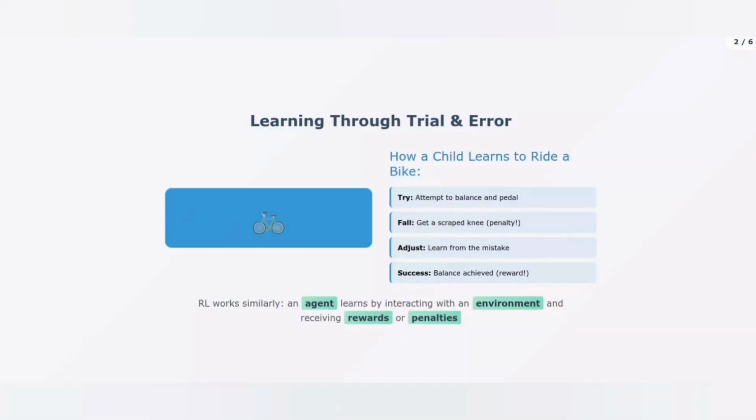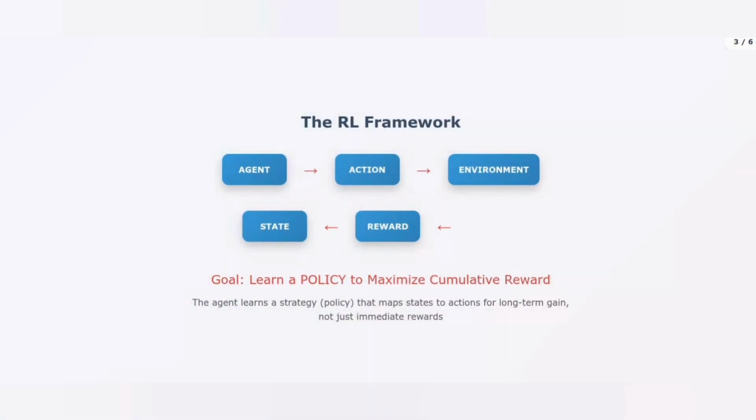Think back to how a child learns to ride a bicycle. They don't have labeled data, and they don't just mimic. They try, they fall, they get a scraped knee, a penalty, they adjust, they try again, and eventually they learn to balance, a reward. RL works similarly. An agent learns to perform a task by interacting with an environment and receiving rewards or penalties for its actions.